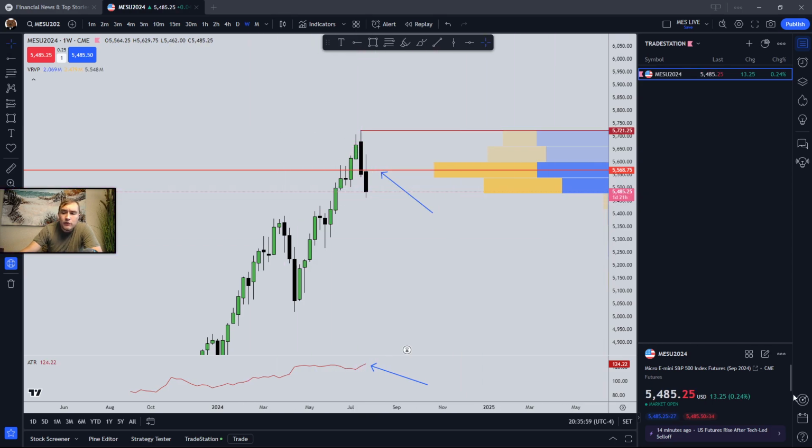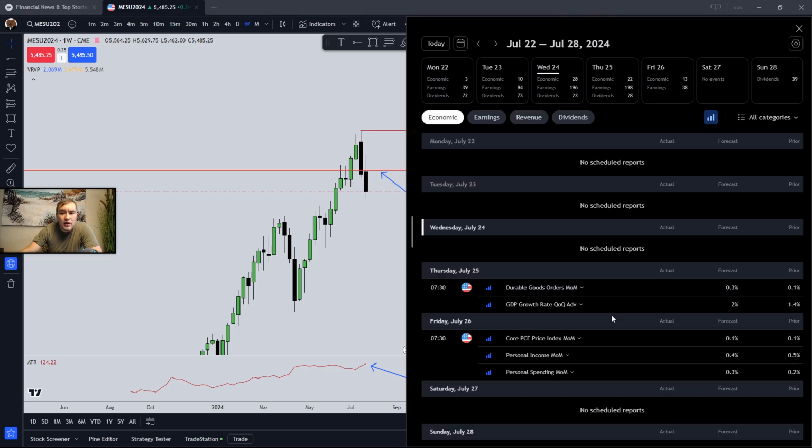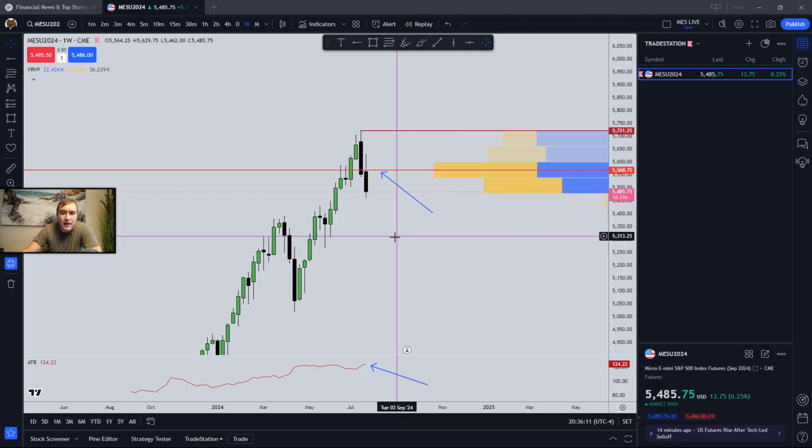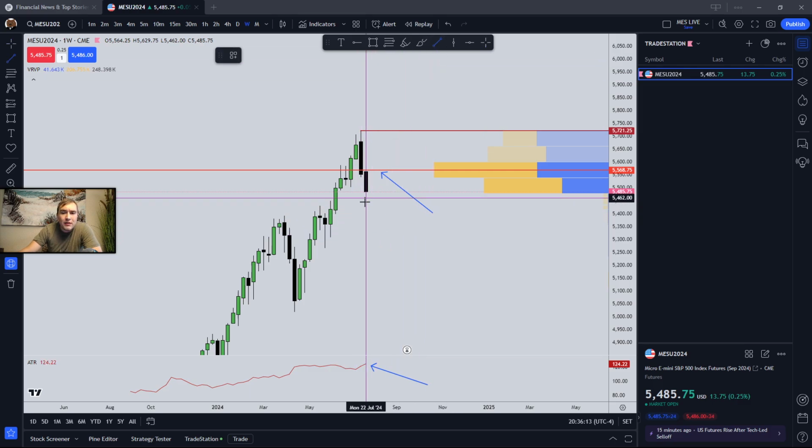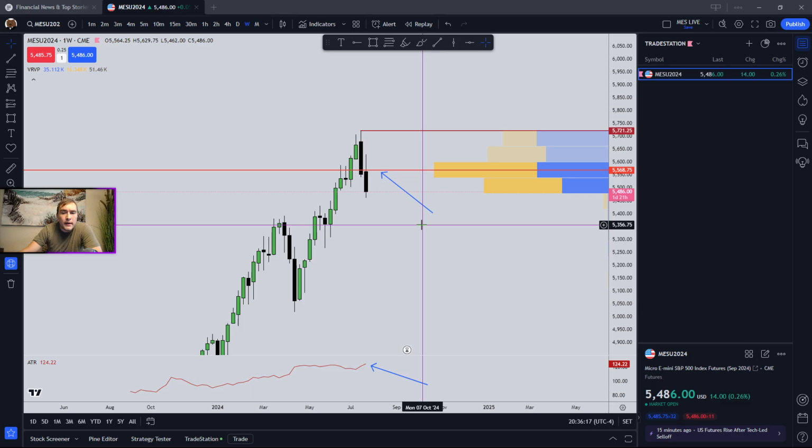We have two weeks left in this trading week. We've got durable goods orders and GDP growth, and we've got news coming out on Friday: core PCE price index, personal income, and personal spending. Guys, we could potentially see this candle move all the way lower.